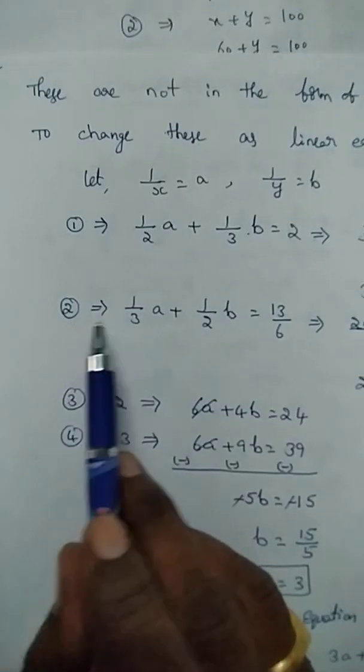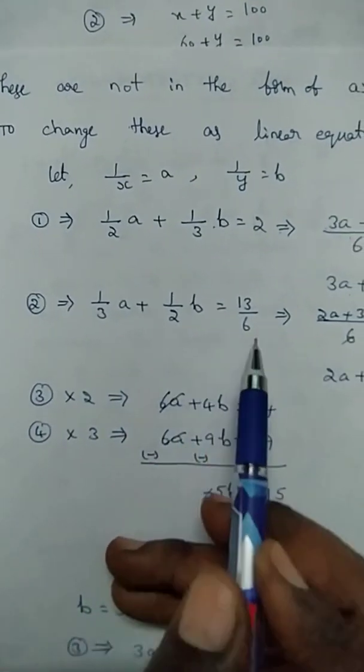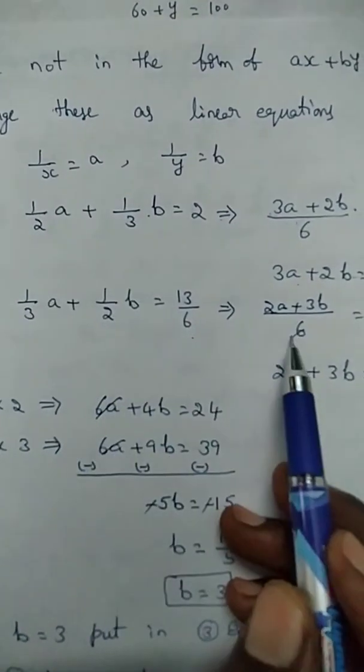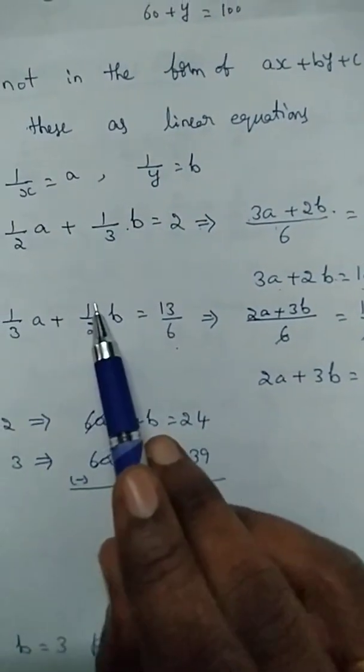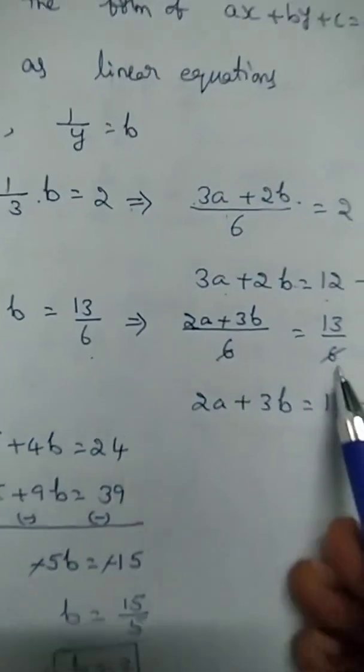Then coming to the second equation: 1 by 3a plus 1 by 2b is equal to 13 by 6. The LCM is 6. Then 2 is to be transposed. Multiply that: 2 1s are 2a. 3 is multiplied with that: 3 1s are 3b. That is equal to 13 by 6.